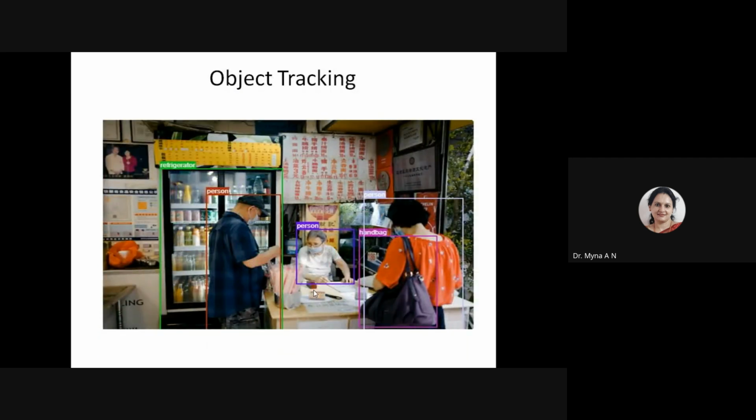This is object tracking. Various objects are detected here. At the checkout counter we have a person, we have two customers as well, a handbag is there, a refrigerator is there. So their movements can also be tracked in the retail market.